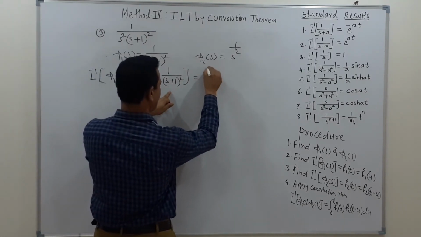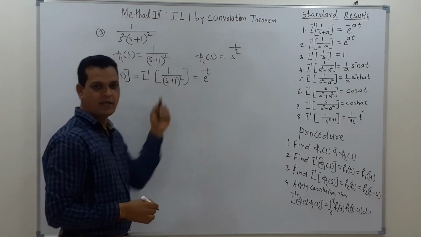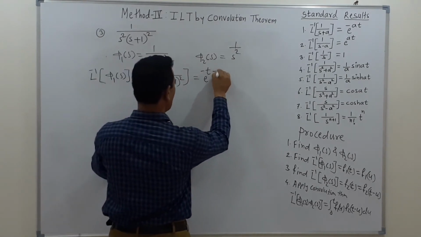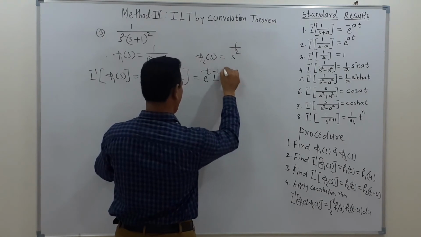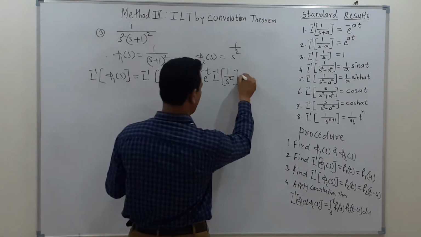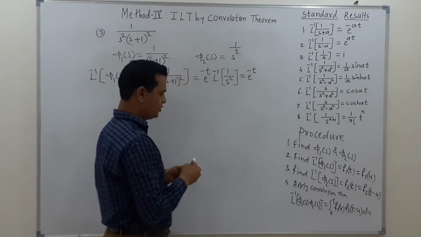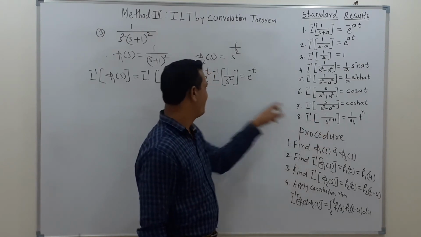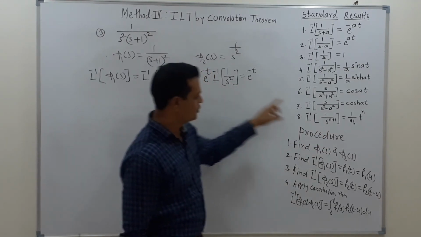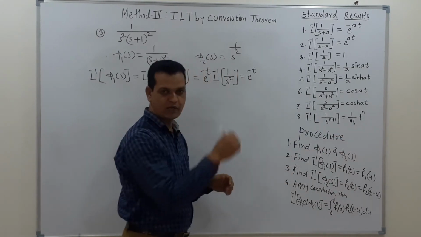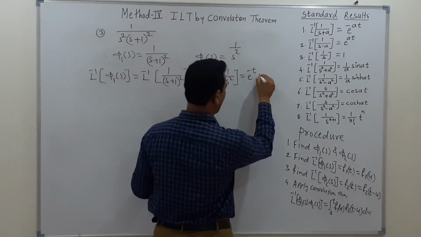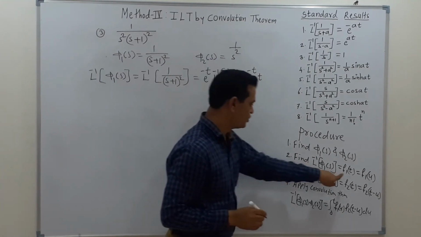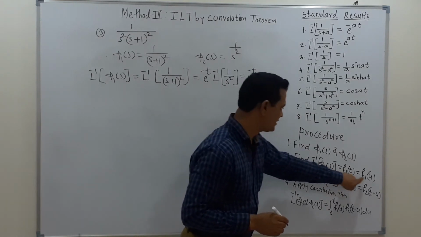So we can write this as e raised to minus t, since 1 is added to the parameter s, into the inverse Laplace transformation of 1 upon s square. This is of the type inverse Laplace transformation of 1 upon s raised to n plus 1, where the value of n is 1. According to this formula we can write this as 1 upon 1 factorial t raised to 1, or in a simple way, e raised to minus t times t. Now step number 2 says that whatever value we get in terms of t, replace t by u.